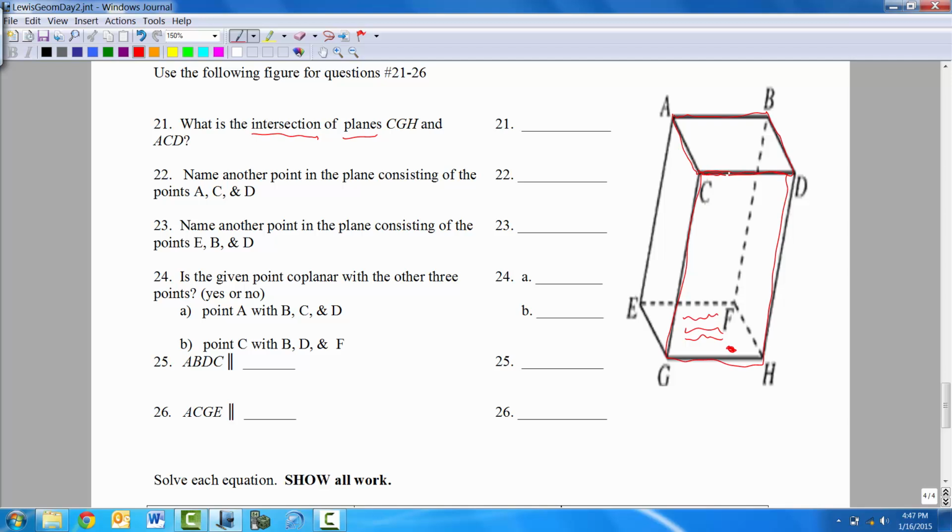So what do they have in common? This little segment or line. So you have an option. I guess we could say CD the segment, but if we pretend that these planes go forever, then this would be a line where they intersect. And I guess I would allow either or on that, depending on how you look at things. But with that kind of being a closed room, we'll probably just call it a segment right now. All right, name another point in the plane consisting of, let's erase us, A, C, and D. So A, C, and D, the fourth point that is in that same plane would actually be point B. And you just put that.